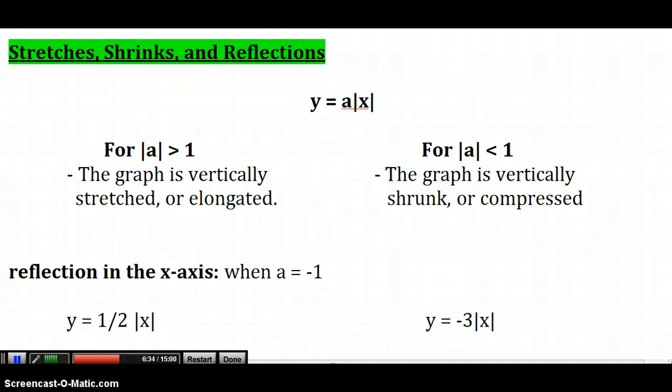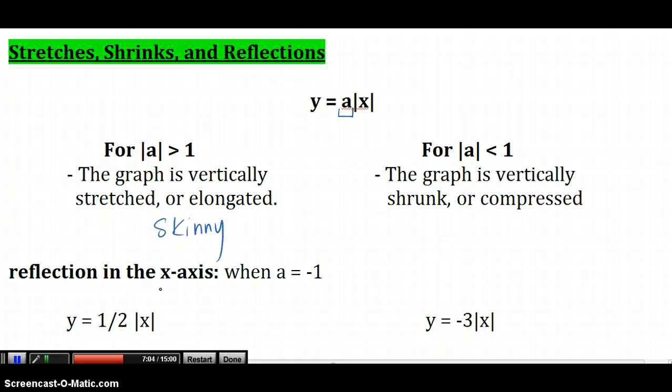So let's talk about stretches, shrinks, and reflections. Now we're not just talking about shifting, we're going to talk about actually shrinking the graph. This is going to happen anytime you have a number times your absolute value. This A stands for just some real number. You have some number times the absolute value. If the absolute value of that number is greater than 1, that means your graph is going to be vertically stretched, or it's going to be elongated, so it's going to be skinnier.